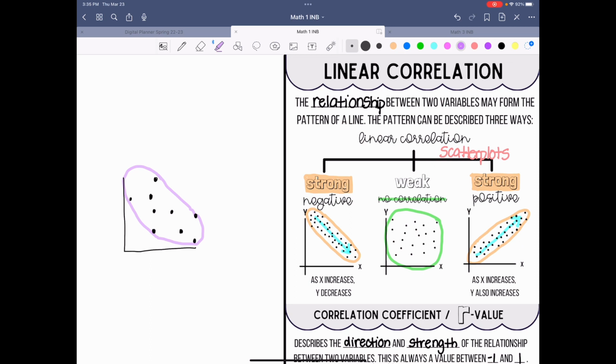When we look at no correlation, that means there is no indicating pattern. But I could potentially have some that are still scattered out, but kind of going down or kind of going up, which would make it weak.